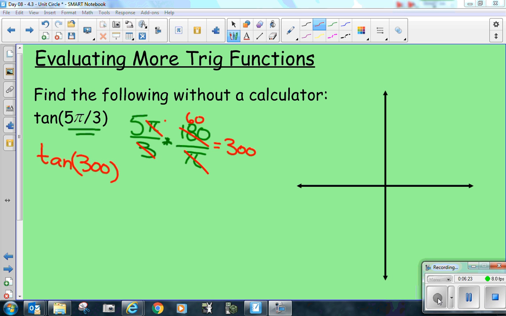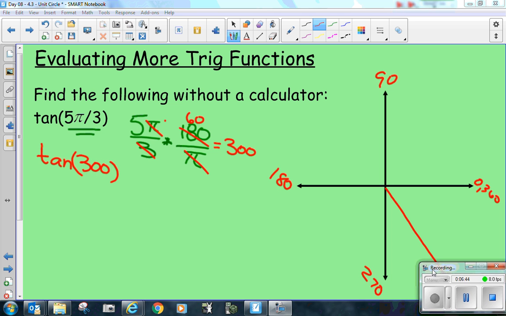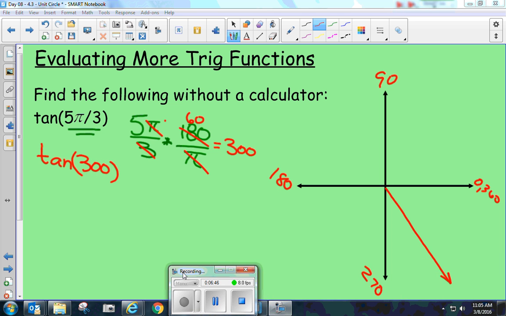So I've got to plot 300. What quadrant is 300 degrees? It's the fourth quadrant, because we are going in a positive direction. So I'm going to come back to 360 here, come all the way around, past, and a little bit like that. We're just going to label this. This is 300. Good. So far, so good.